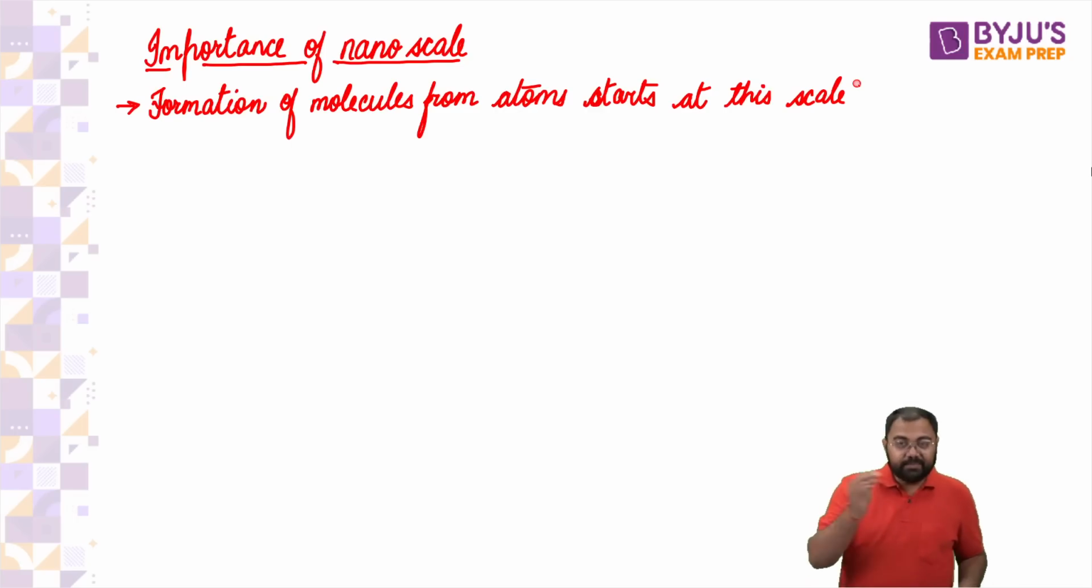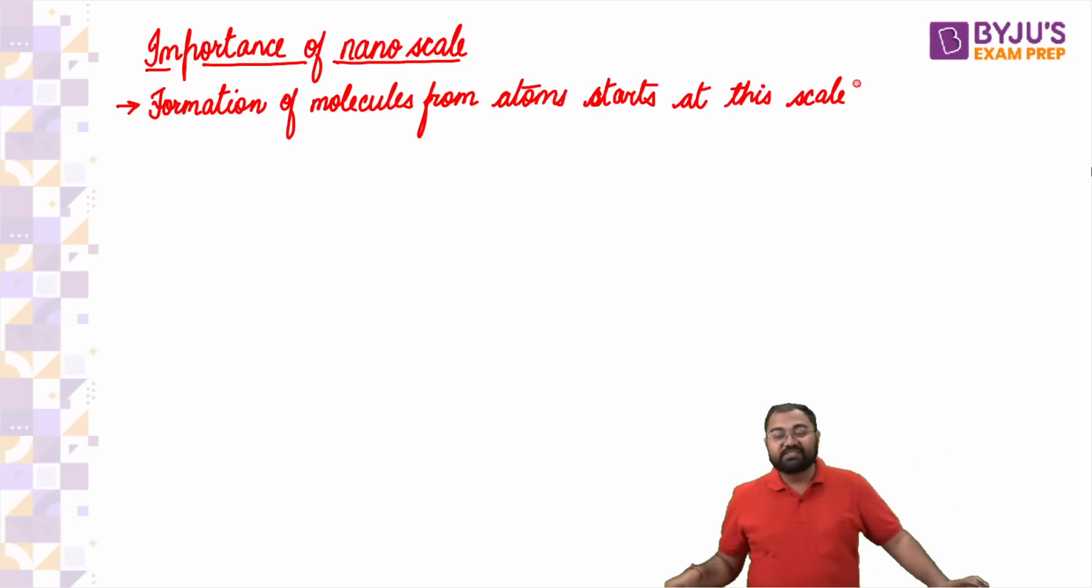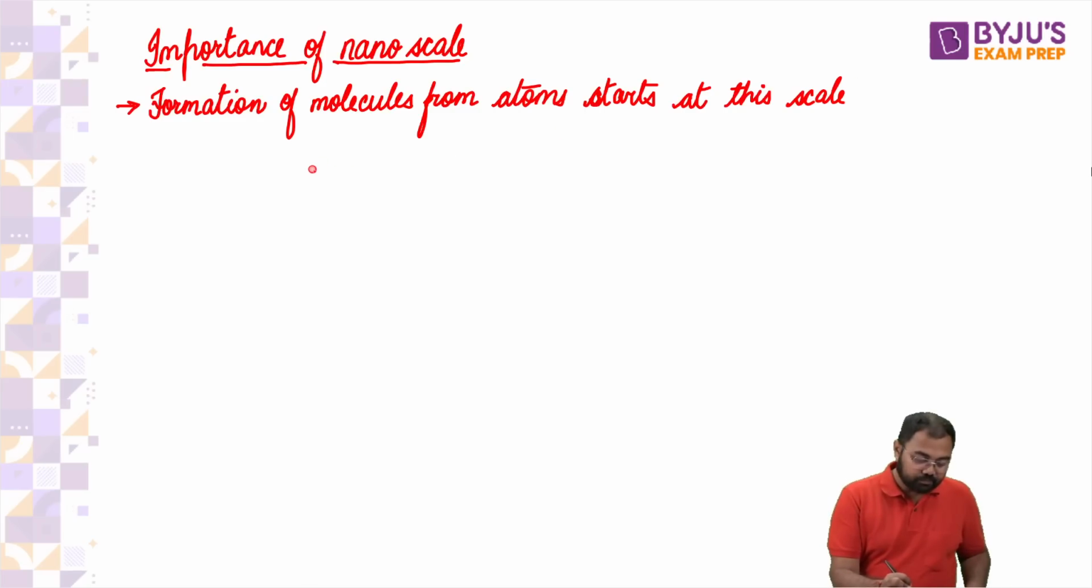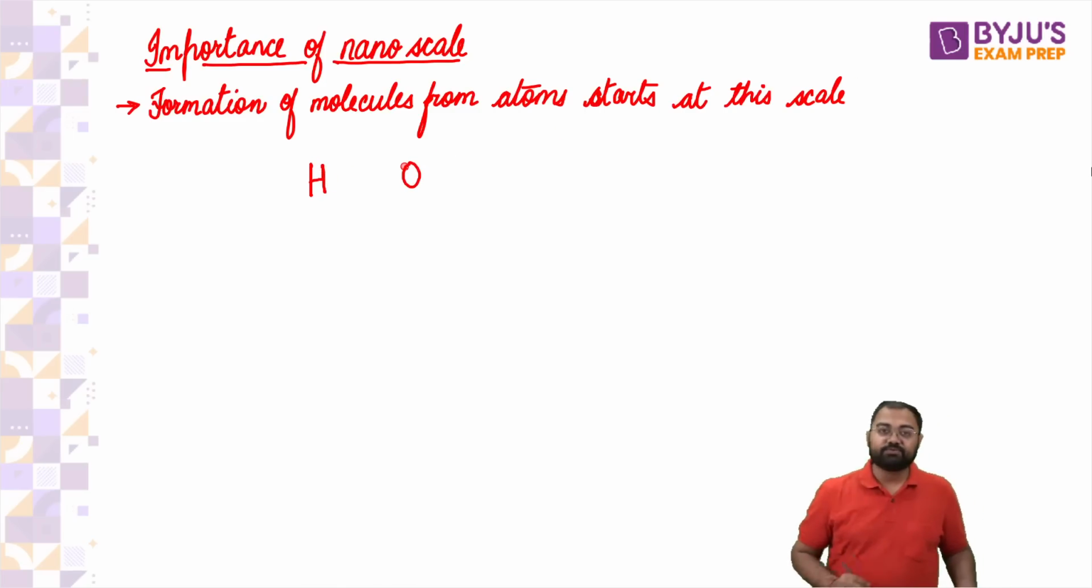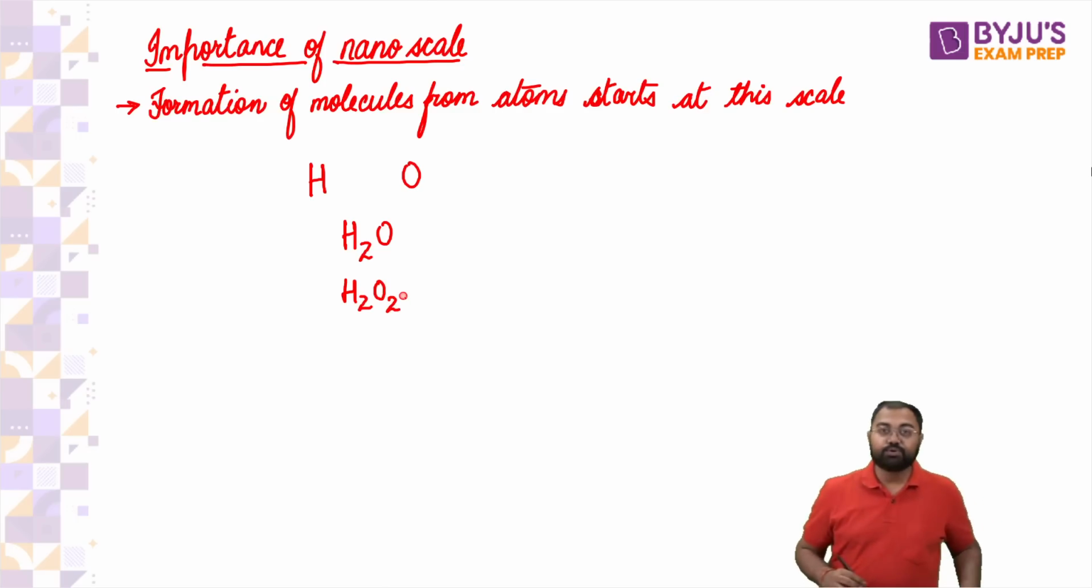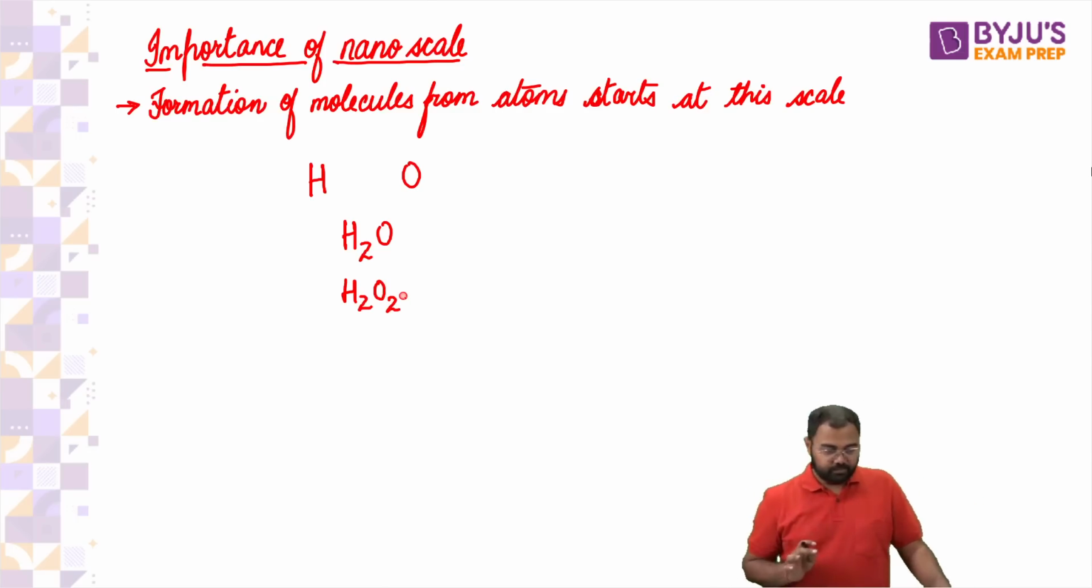But the same atom of oxygen, when it starts to combine in various forms, we see that this is where the changes happen. So let's say, for example, we have an atom of hydrogen and an atom of oxygen. Now you know that these two can combine together to form water. These two can also combine together to form H2O2, that is hydrogen peroxide, right?